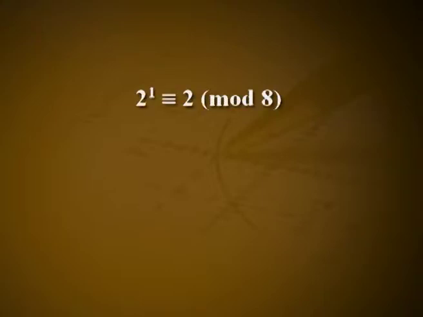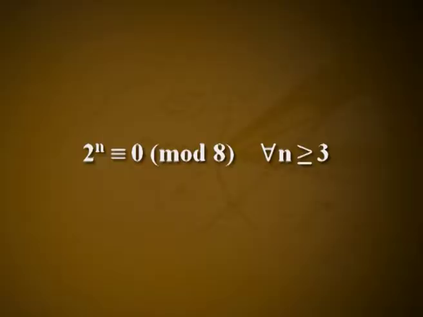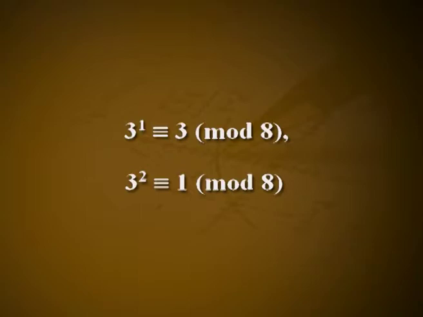Example 2. The exponent of 2 modulo 8 is not defined. 2 raised to 1 is congruent to 2 mod 8. 2 square is congruent to 4 mod 8. 2 cube is congruent to 0 mod 8. In fact, 2 raised to n is congruent to 0 mod 8 for every n greater than or equal to 3. Consider 3. 3 raised to 1 is congruent to 3 mod 8. 3 square is congruent to 1 mod 8 and hence the exponent of 3 mod 8 is 2.